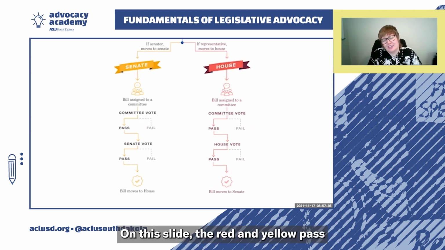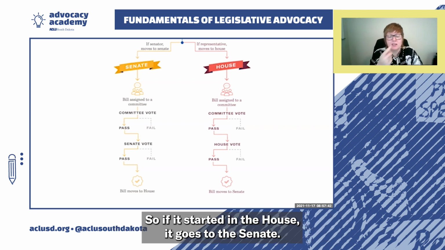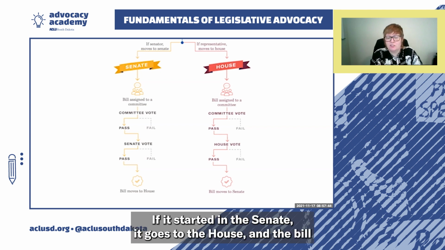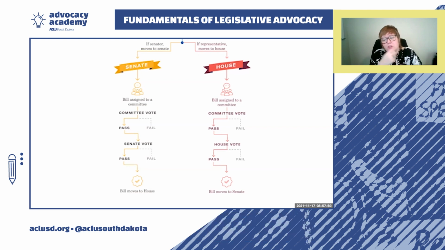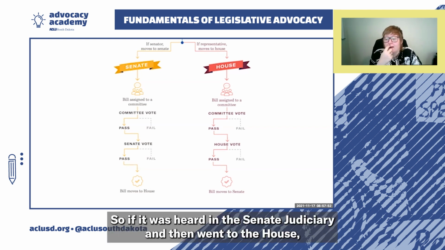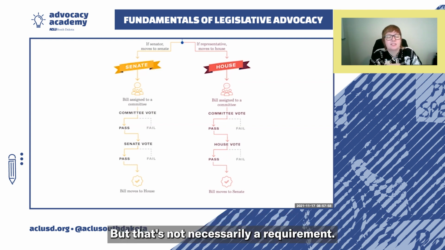On this slide, the red and yellow paths continue to show that if a bill passes, it moves to the other house. So if it started in the House, it goes to the Senate. If it started in the Senate, it goes to the House. And the bill might go to the same committee in the next chamber. So if it was heard in Senate Judiciary and then went to the House, it could be heard in the House Judiciary, for example. But that's not necessarily a requirement.